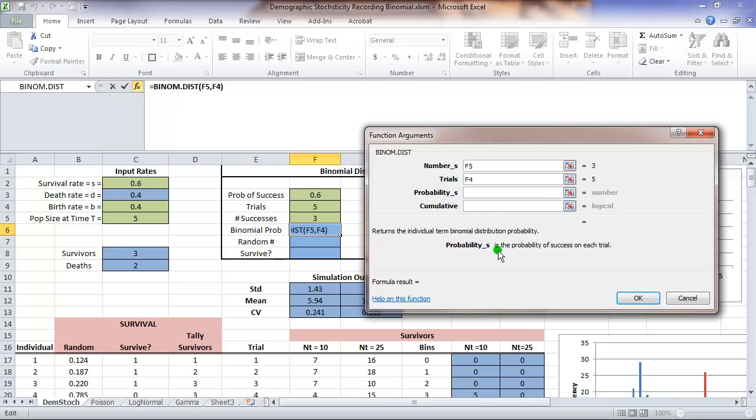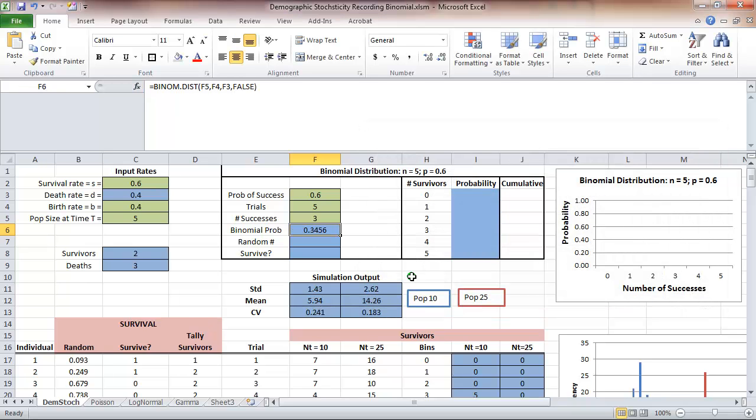The third argument is the probability of success. Here we will enter that in cell F3. And the last argument, we have to specify whether we want the cumulative binomial distribution or the probability mass function. We want the second one, so we'll enter false here. And I don't want to spend a lot of time going through this. What is a probability mass function or the cumulative distribution? We're aiming for a good intuition of what these are.